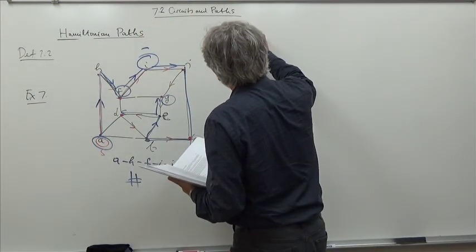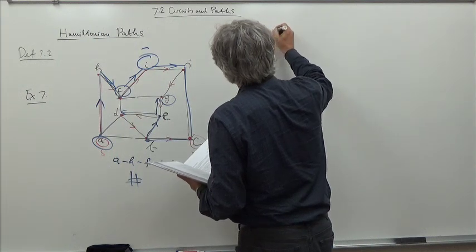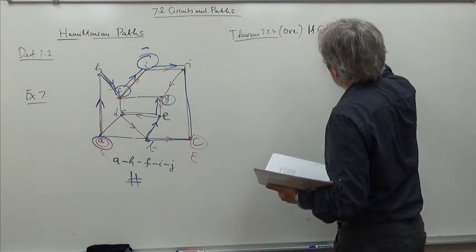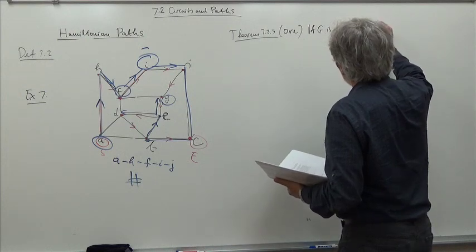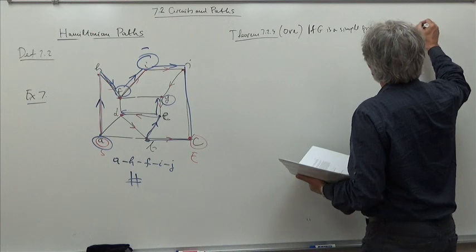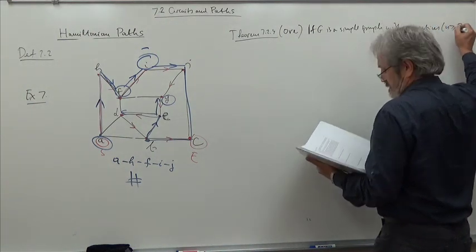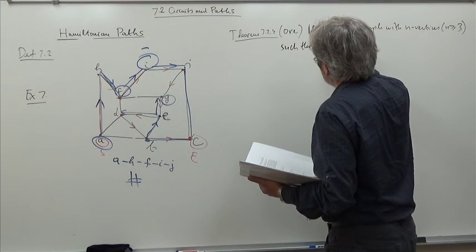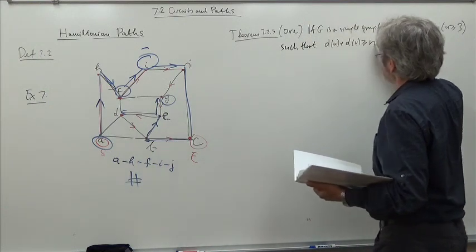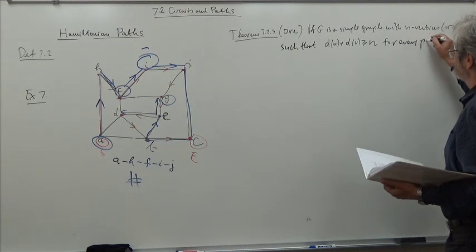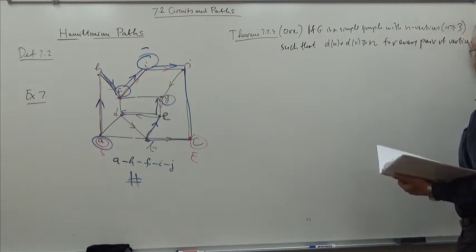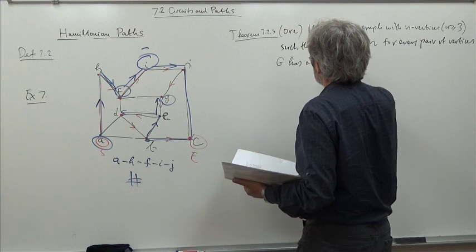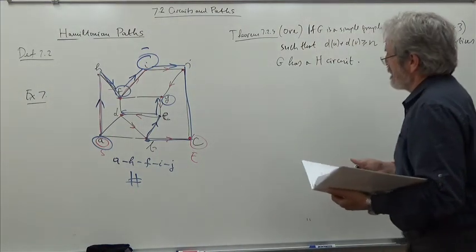So here's the theorem. That's a nice theorem of OR, 7.2.4, that says basically if G is a simple graph with n vertices, n greater or equal to 3, such that d of u plus d of v is greater or equal to n for every pair of vertices, then G has a Hamiltonian circuit. And it's an interesting proof.